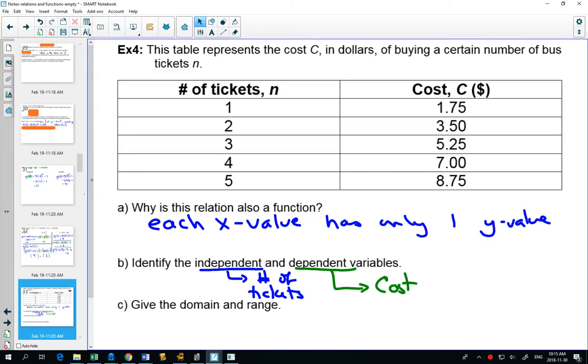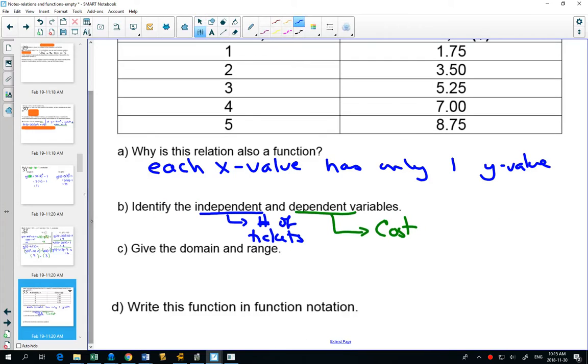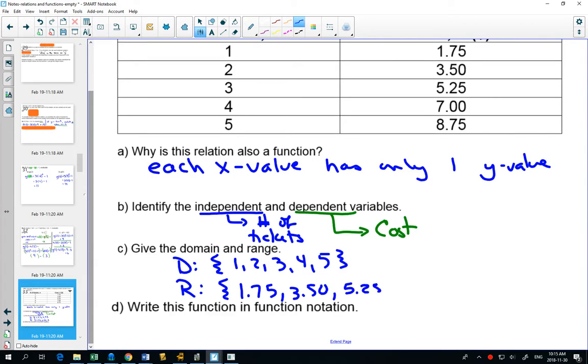Give the domain and range. Our x values, or independent values, are 1, 2, 3, 4, and 5. Our range: $1.75, $3.50, $5.25, $7, and $8.75.